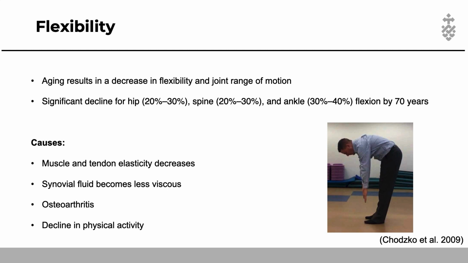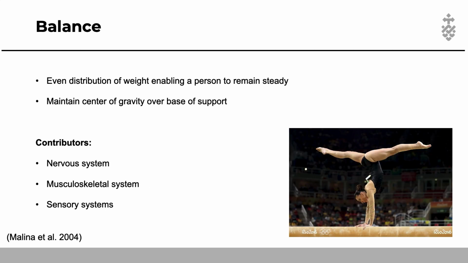Osteoarthritis also is going to influence flexibility. 1 in 11 Australians have osteoarthritis, so it's a very common condition, not to be confused with osteoporosis. Also, physical activity is necessary to maintain joint mobility. So the decline in physical activity that's associated with aging also influences flexibility as well.